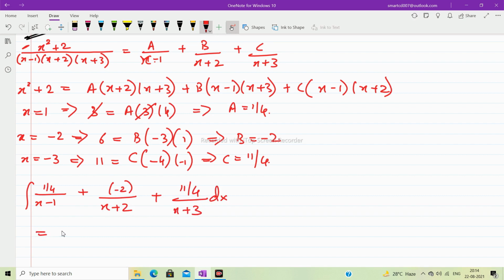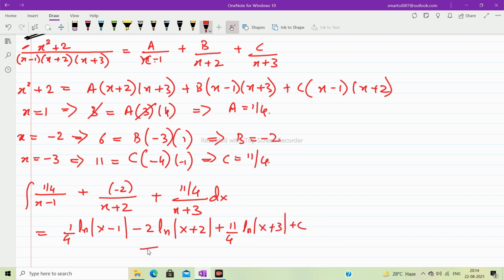Now when you integrate, what you get is 1 by 4 ln |x minus 1| minus 2 ln |x plus 2| plus 11 by 4 ln |x plus 3| plus c. So this is the answer, right?